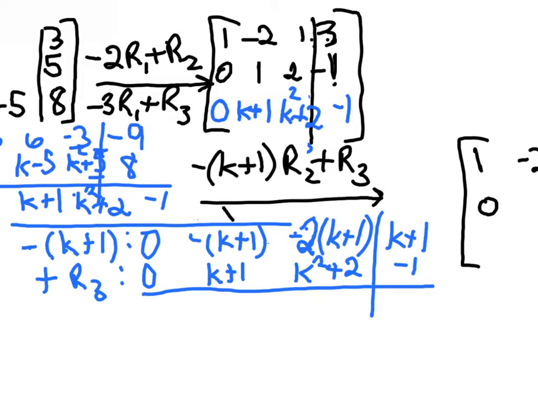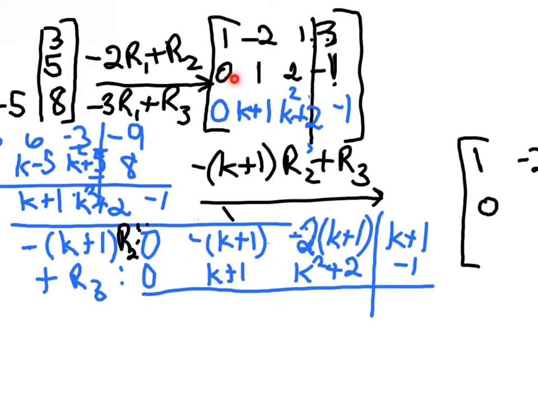Okay, so I paused to set a few things up. This is the operation that we want. So I've written negative k plus 1 times row 2. I'm going to remake this video later on. But negative k plus 1 times row 2 is what I wrote here.